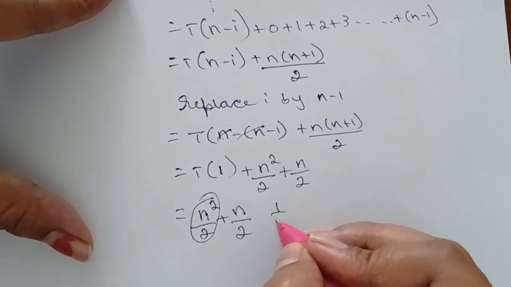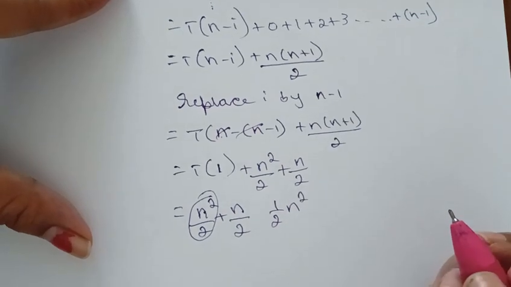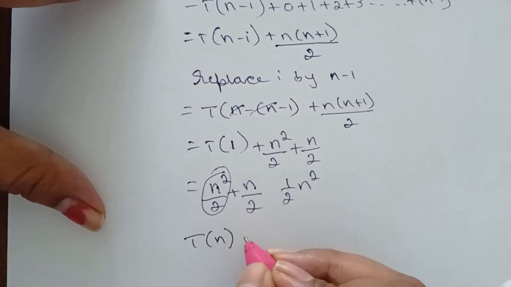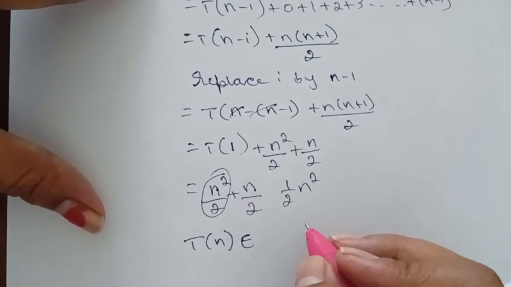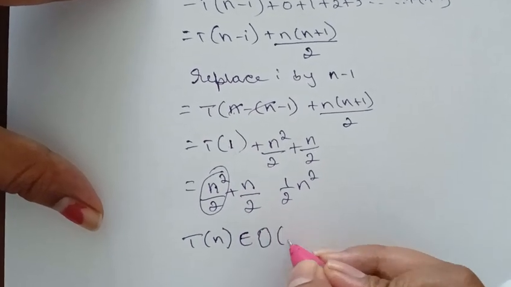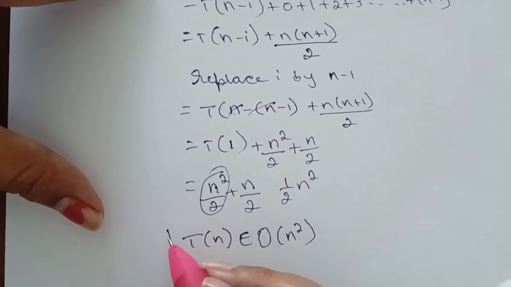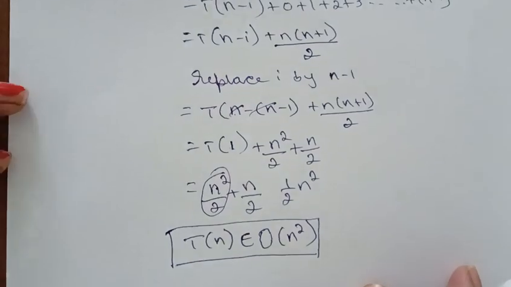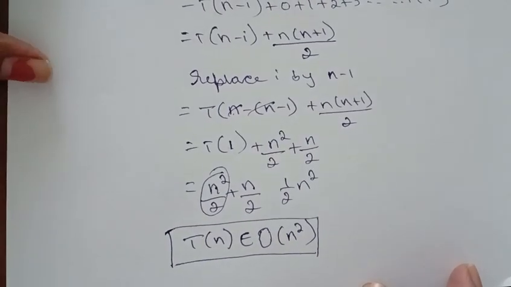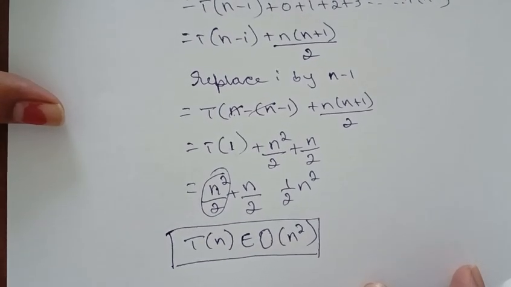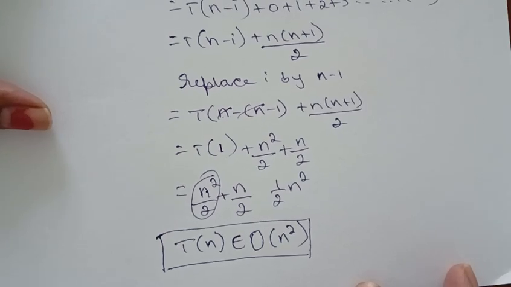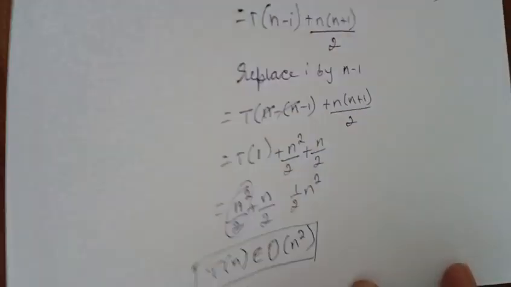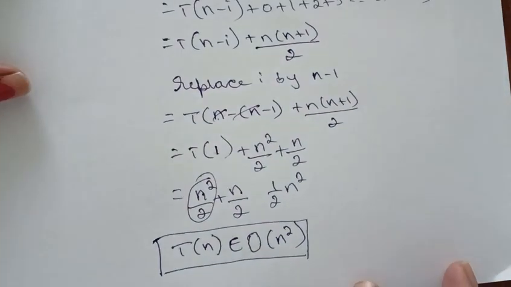This will be like 1 by 2 into n square. So I'll just take n square. So T of n belongs to, this is worst case, that is big O of n square. This is the time complexity for worst case analysis of quicksort. If any part of the array, either left or right part of the array is empty, then that is considered as worst case efficiency.